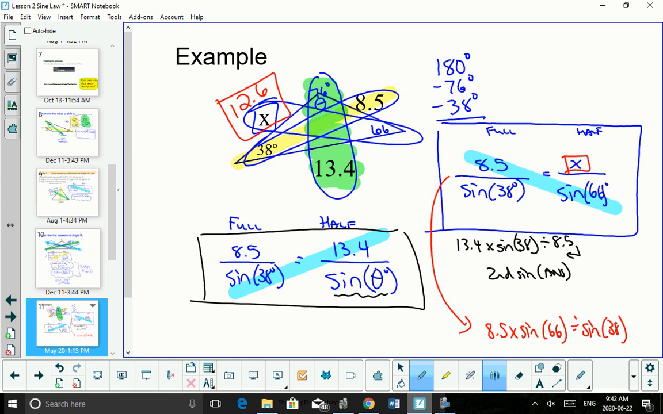Now if we just look here, 76 was the biggest corner, so that is the biggest side. 38 is the smallest corner, so 8.5 is the smallest side. 66 is between, it's the middle, and sure enough, our side length is between 8.5 and 13.4. Okay, so this was a big question, but again, you just have to ask yourself, full pair, half pair, full pair, half pair, and just cross multiply, divide, and keep going until there's nothing left to do.